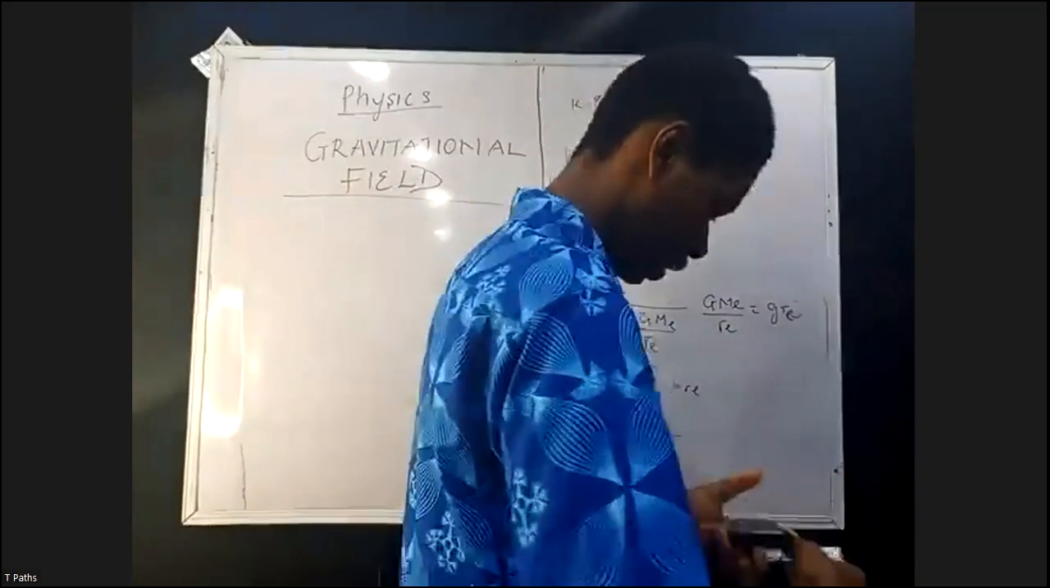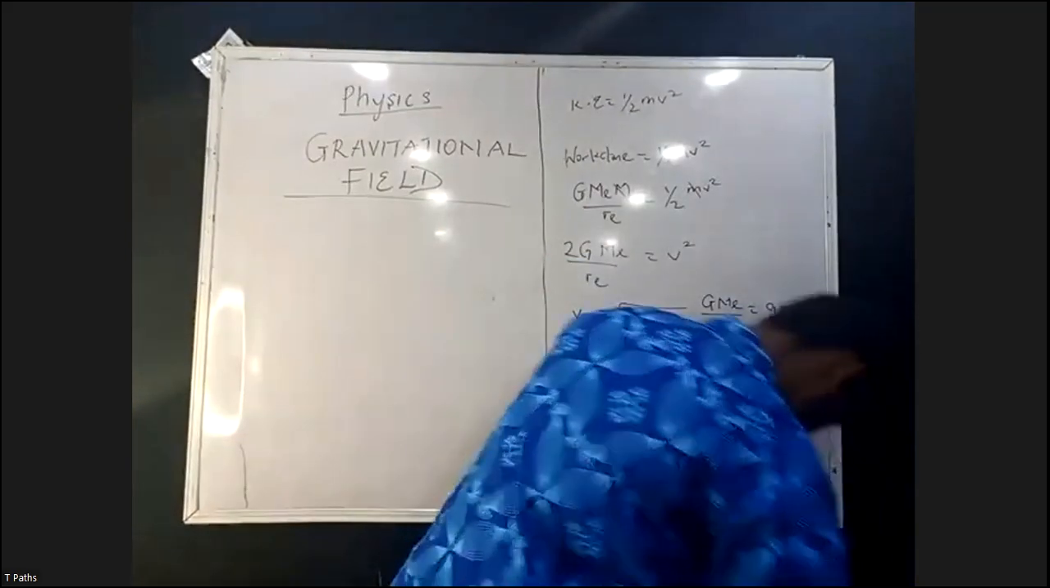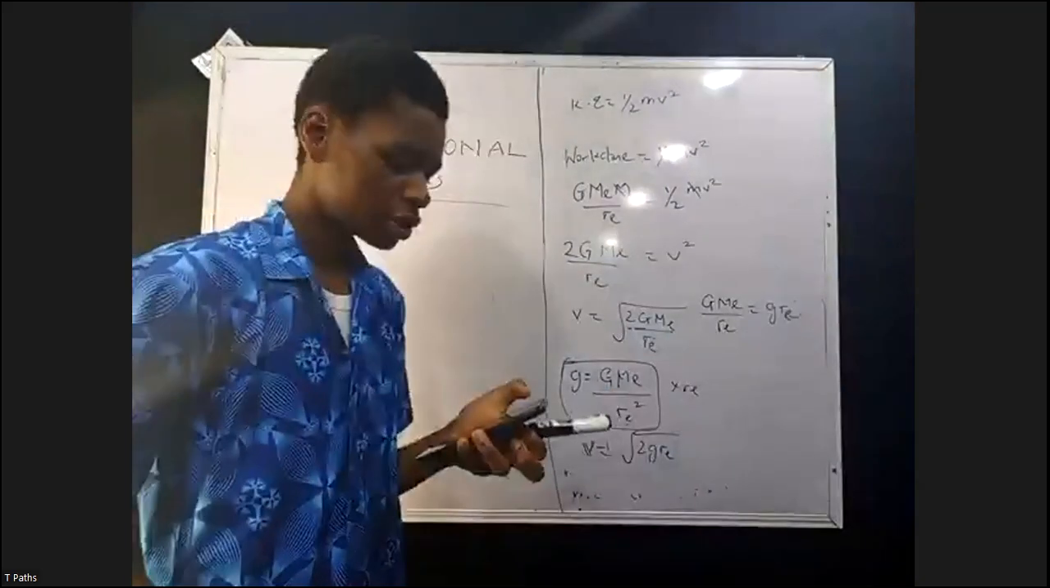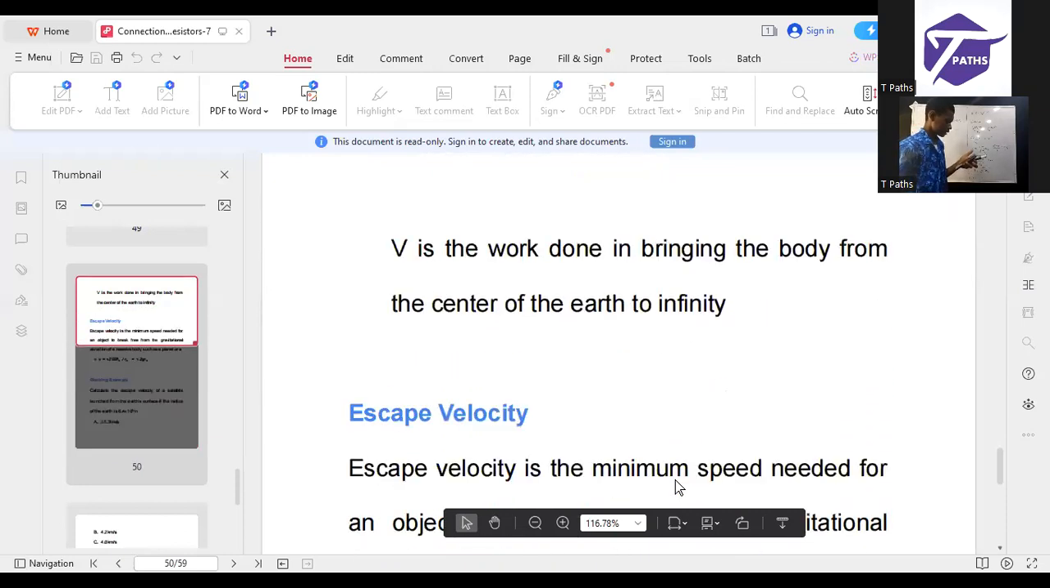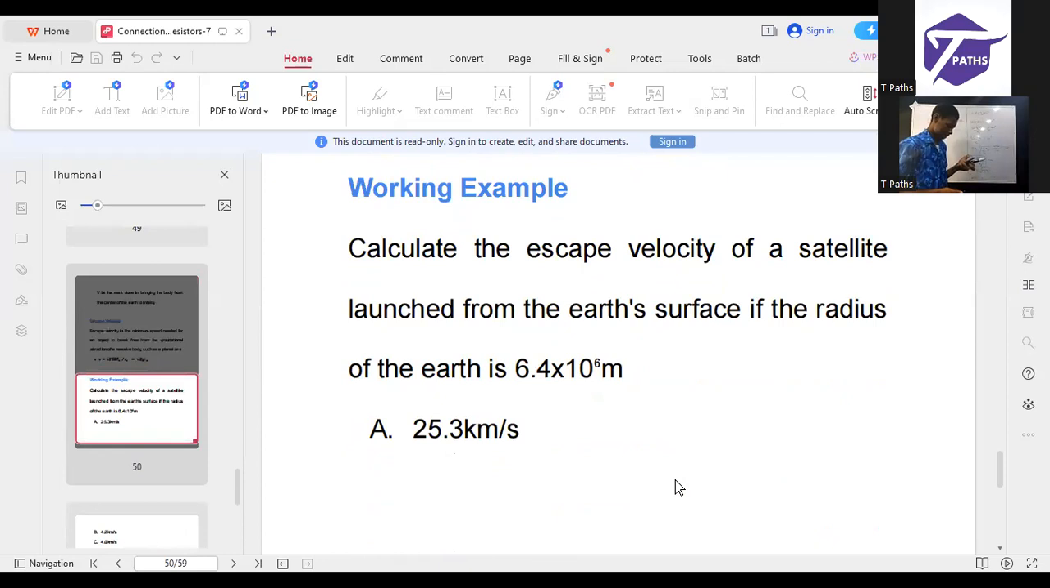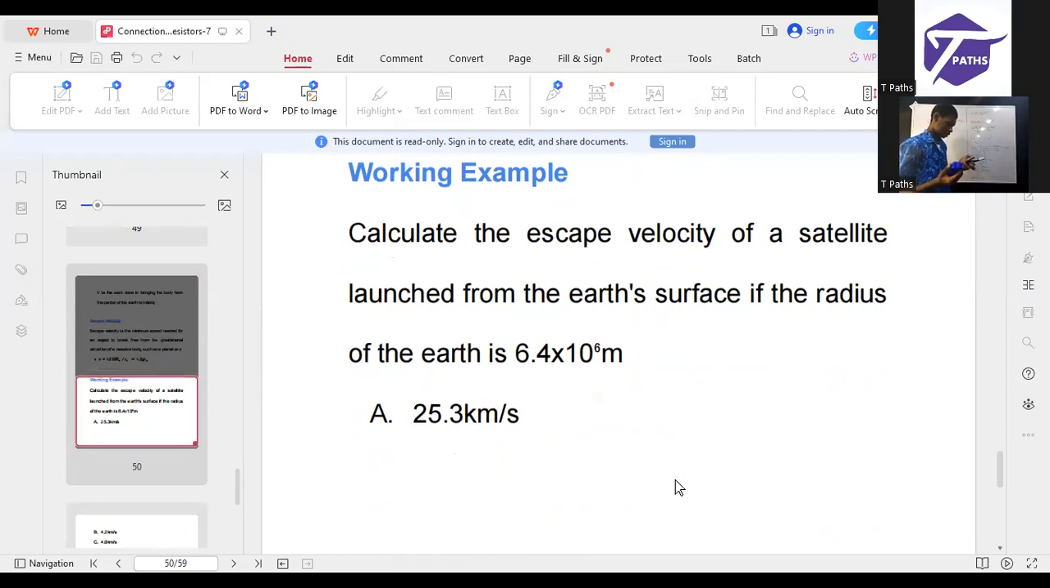So now we're going to take an example real fast. The question says, calculate the escape velocity of a satellite launched from the Earth's surface if the radius of the Earth is 6.4 times 10 to the power 6. Okay, I'm going to be working on this side. I hope you guys are following.